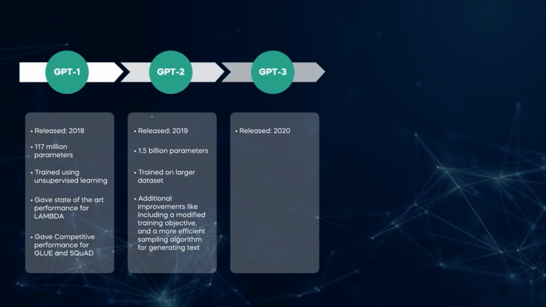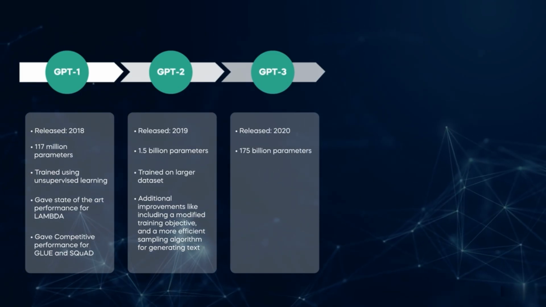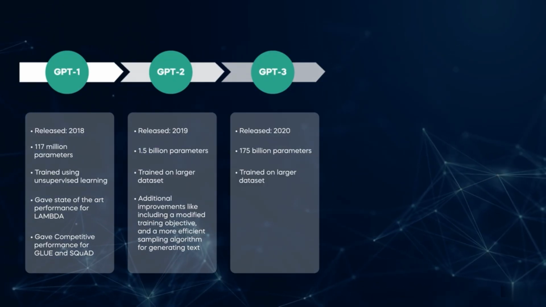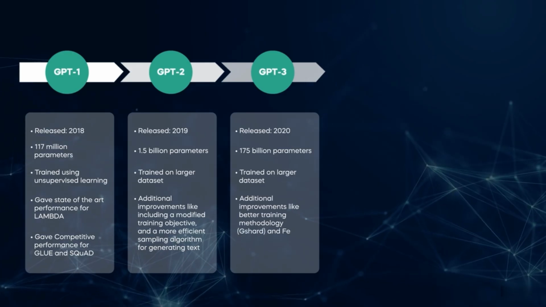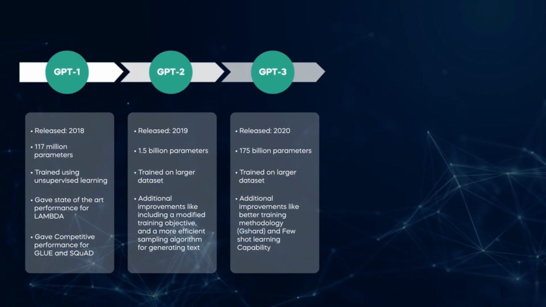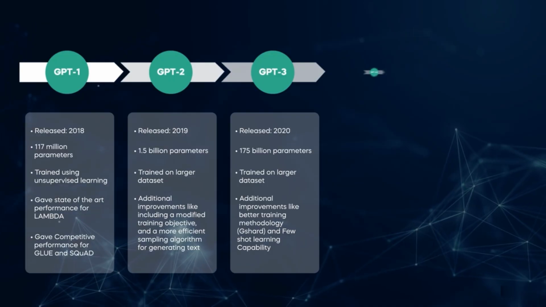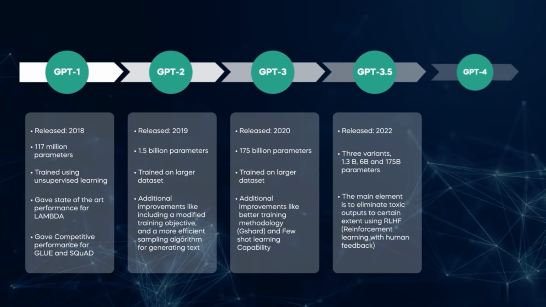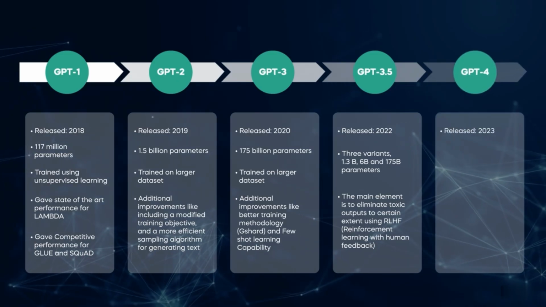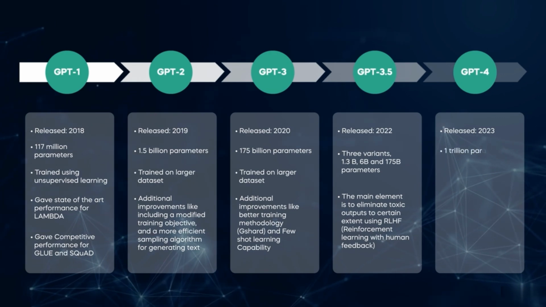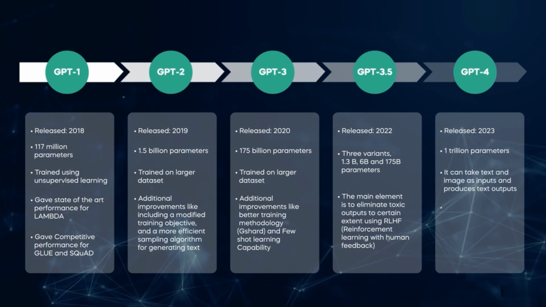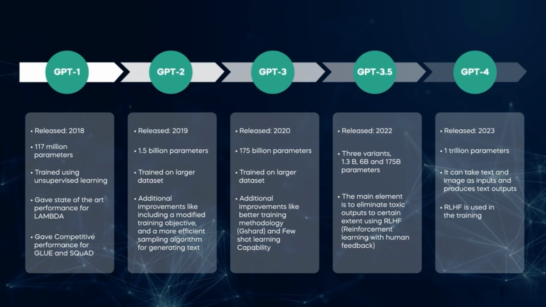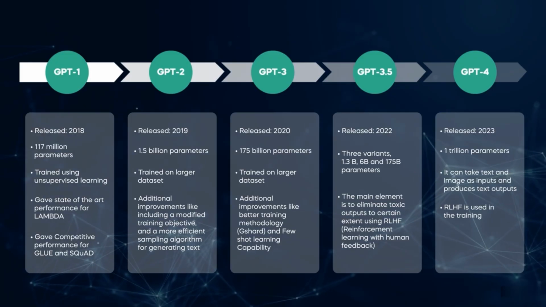In 2020, we got to GPT-3. This had 175 billion parameters and was trained over a vast data set encompassing a significant proportion of the internet. Few-shot learning capabilities were also developed with this model. By 2022, we were at GPT 3.5, and now in 2023, we have GPT-4. GPT-4 is absolutely massive in scale at 1 trillion parameters and represents the pinnacle of OpenAI's research in large language models, at least at the time of creating this course.